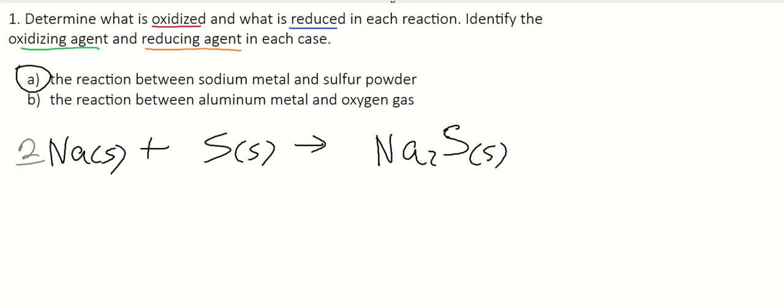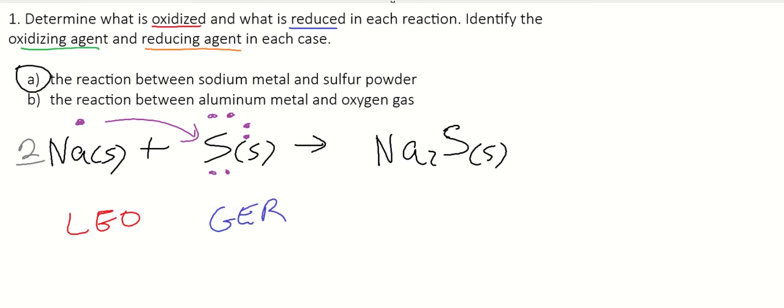All right, so let me put some valence electrons here just to show you conceptually what's going on. We have 2 sodium atoms, each with 1 valence electron, and sulfur is a group 16 element, so it's going to have 6 valence electrons. Two of these sodium atoms are each going to transfer 1 electron to the sulfur to achieve the octet rule, and that's what's going on. So remember the mnemonic: LEO the lion goes GER.